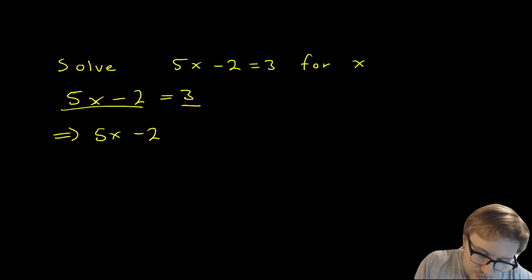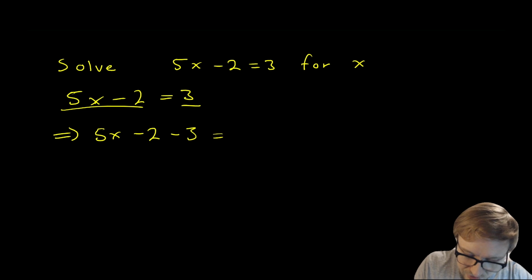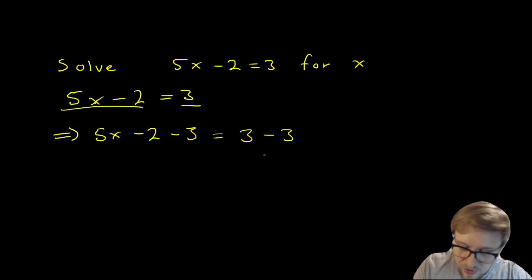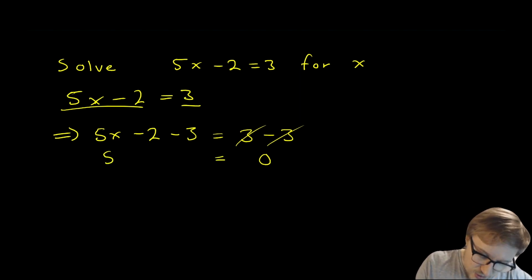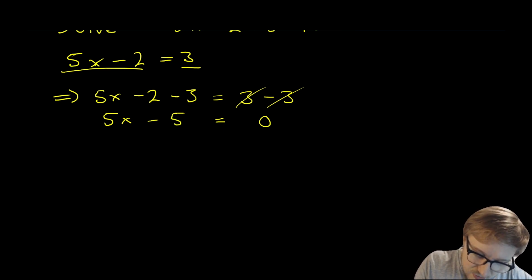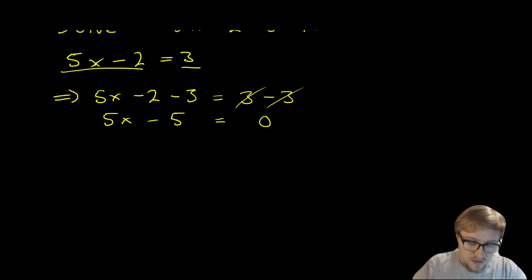So we can subtract 3 from both sides of the equation here, giving us, so we still have 5x minus 2, but then we also subtract 3 from both sides of the equation here. So on the left-hand side, we subtract 3, and then we have 3 over here, and we subtract 3 as well. 3 minus 3 is going to cancel and give us 0. While on the other side of the equation here, we have still 5x, and then we have minus 2 minus 3, which is going to give us minus 5.